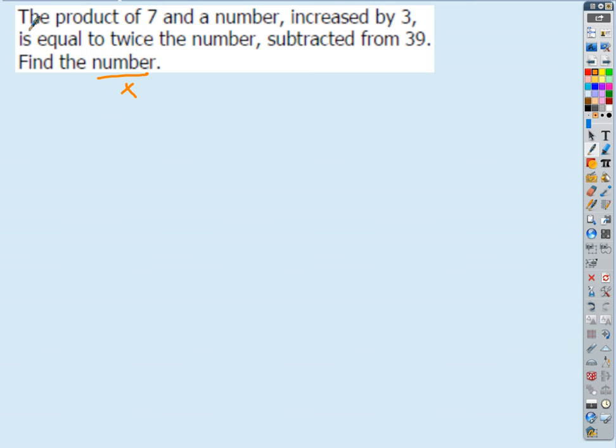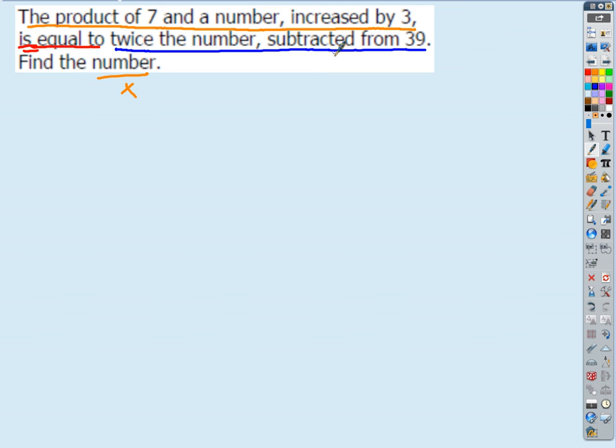Let's take the first one. The product of 7 and a number increased by 3 is the first part. Is, or is equal to, in this case, they actually say is equal to. And then we get the other part, twice the number subtracted from 39. So that looks an awful lot like an equation, doesn't it? We're going to get a certain expression, the orange expression equals the blue expression.